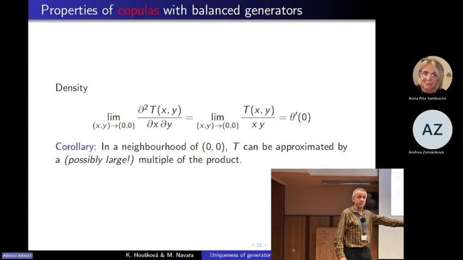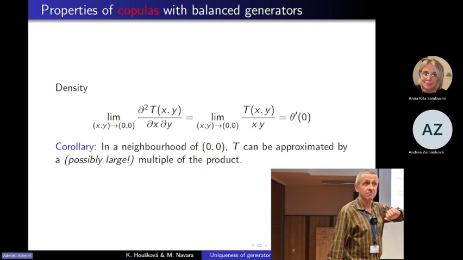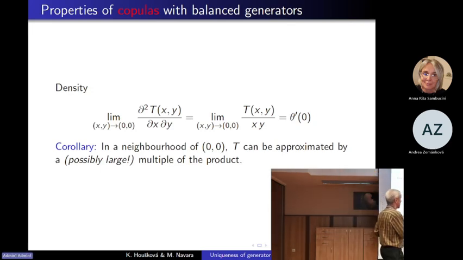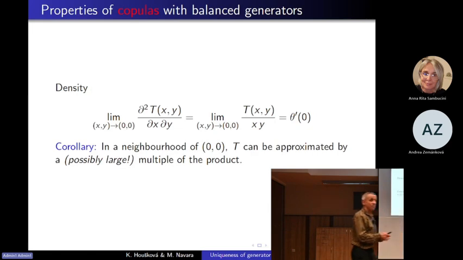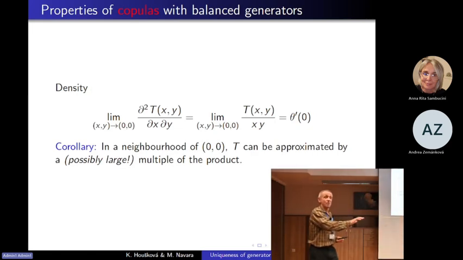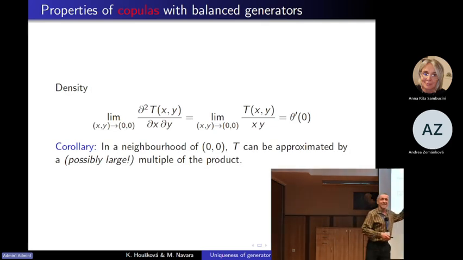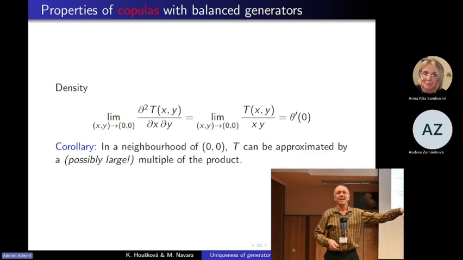Not a surprise if the constant is less than 1. Yes, you can imagine it. The constant can be arbitrarily great. This can be a big number, 1,000. Still, you can approximate it by a product multiplied by 1,000, which is, of course, more than allowed. But in the neighborhood of 0, it is within the Fréchet-Hoeffding bounds. So locally, it is a multiple of a product.